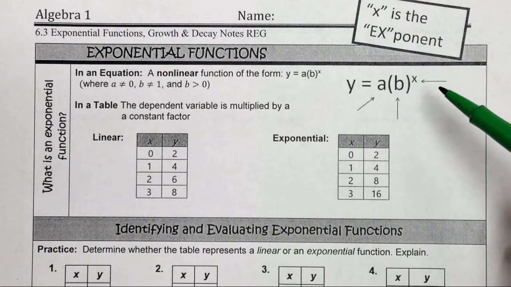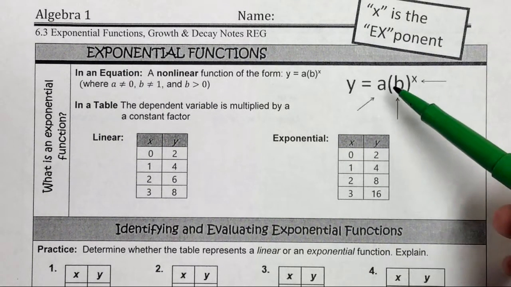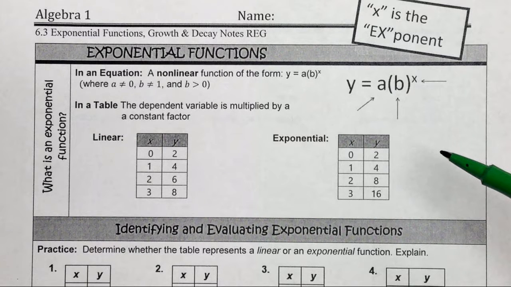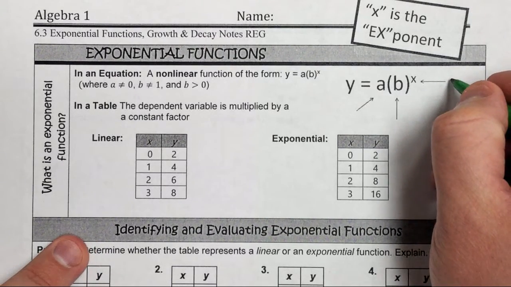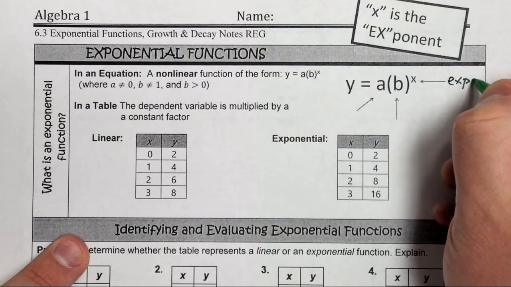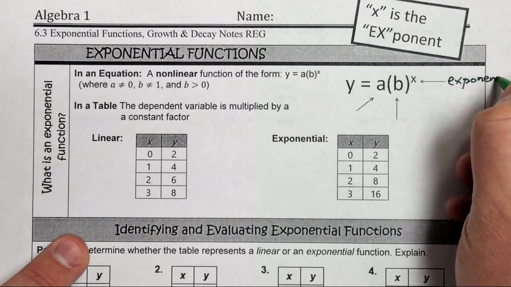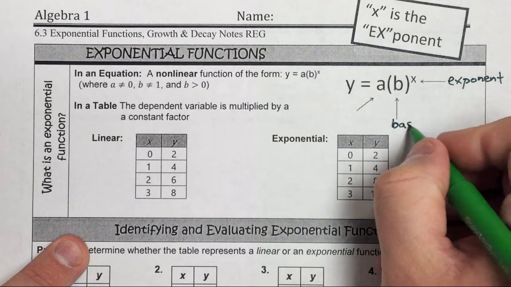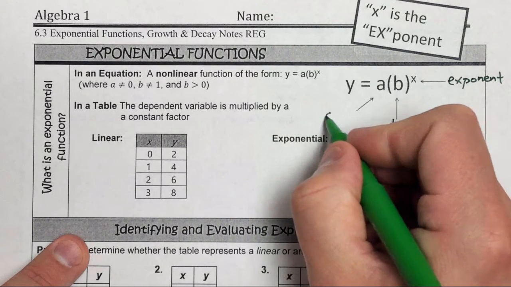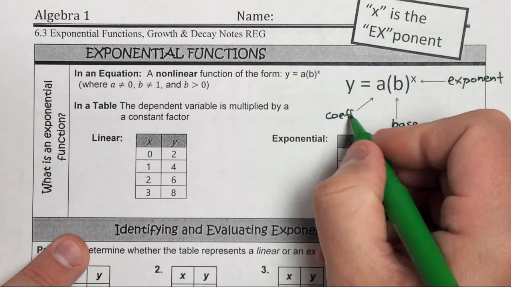If you've been in my class the last few weeks, we've gone over this equation several times with different rules, like the quotient rule and the power to power rule. But I'm going to relabel all these variables here. X is going to be the exponent. Then we have B, which I'm going to call the base. And then A is going to be the coefficient.